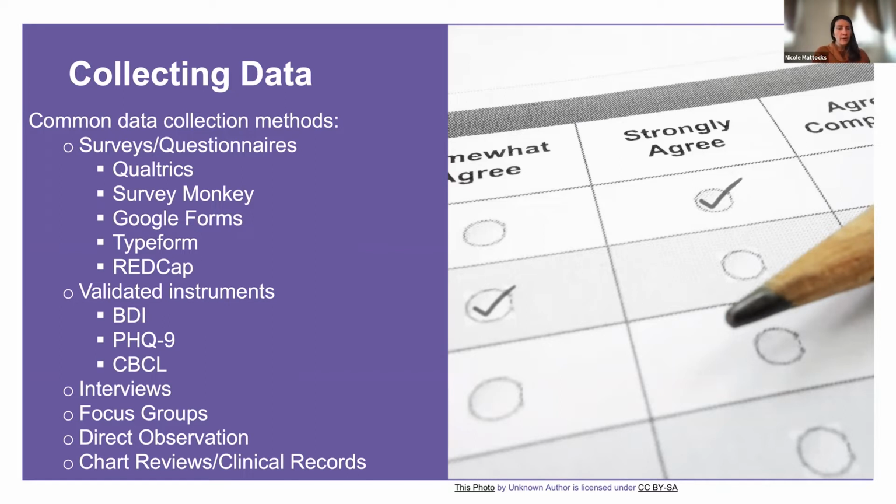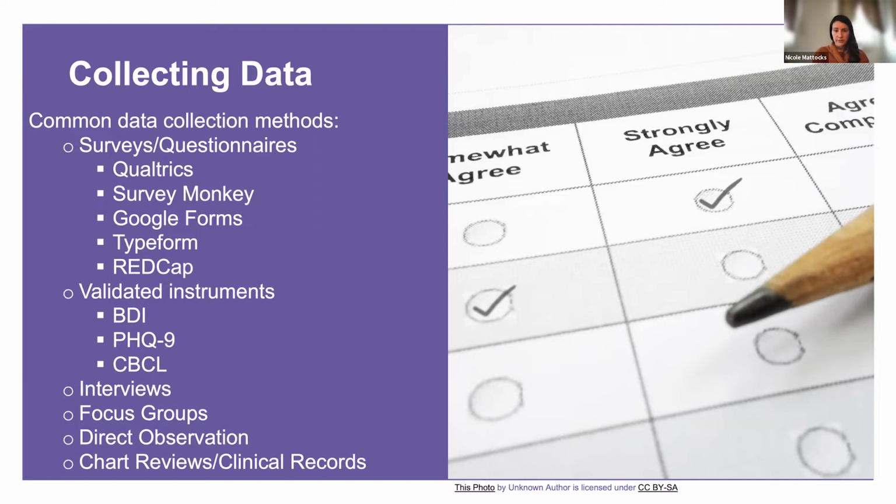I want to make a note about validated instruments. Some of you are probably familiar with instruments like the Beck Depression Inventory, the Patient Health Questionnaire, the Child Behavior Checklist. So these are instruments that have been tested using advanced statistical methods to determine that they're valid, that they're measuring what they're supposed to be measuring, and they have good reliability.